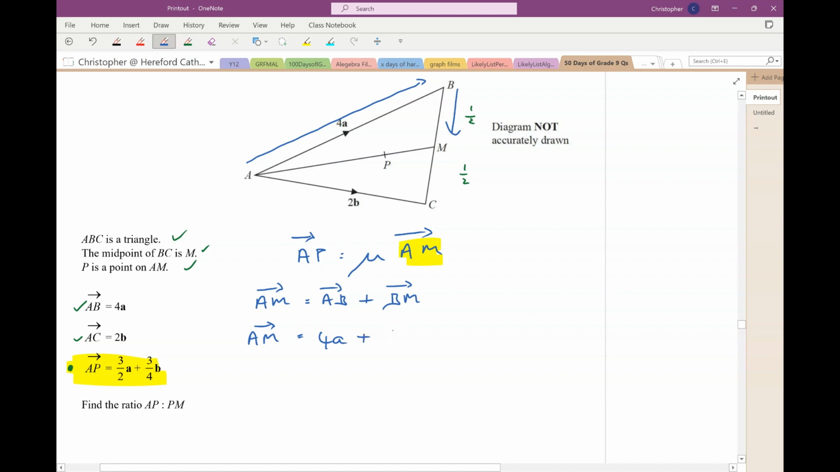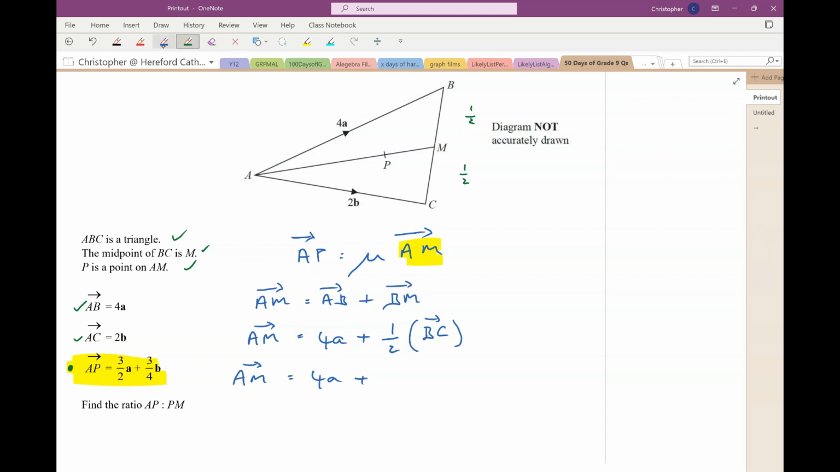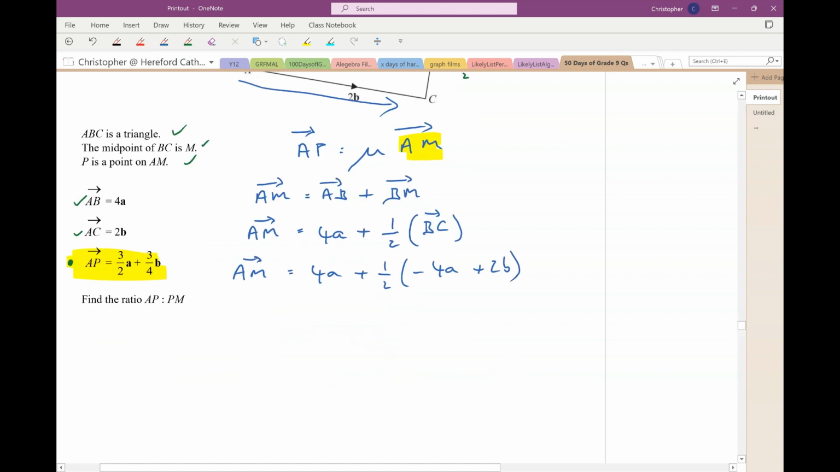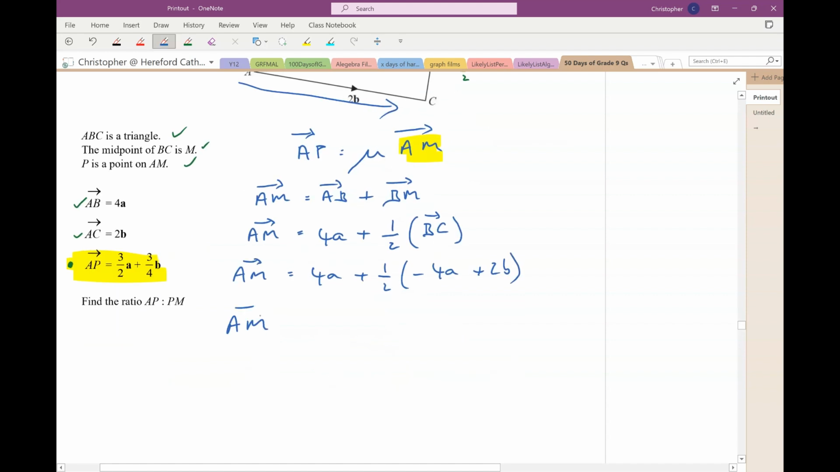Now B to M is half of the way from B to C, isn't it? So keep on going. A to M is 4A plus half of B to C. Right. So what is B to C? Let's have a look. If I was going from B to C, I'd do minus 4A plus 2B. So that's a half of minus 4A plus 2B. Okay, so AM is 4A minus 2A plus B. So A to M is 2A plus B.